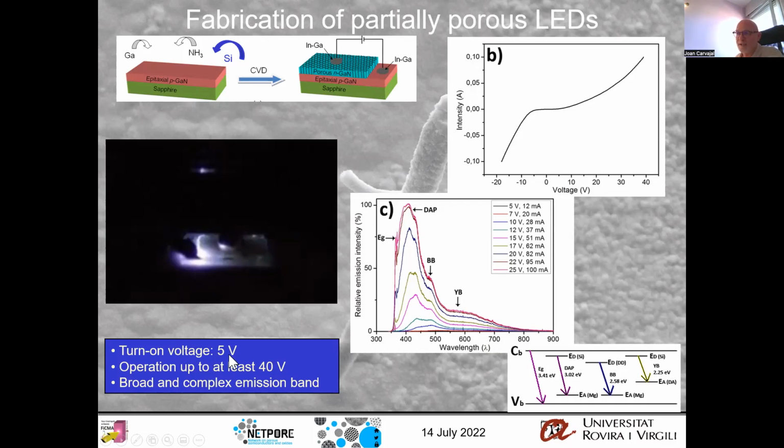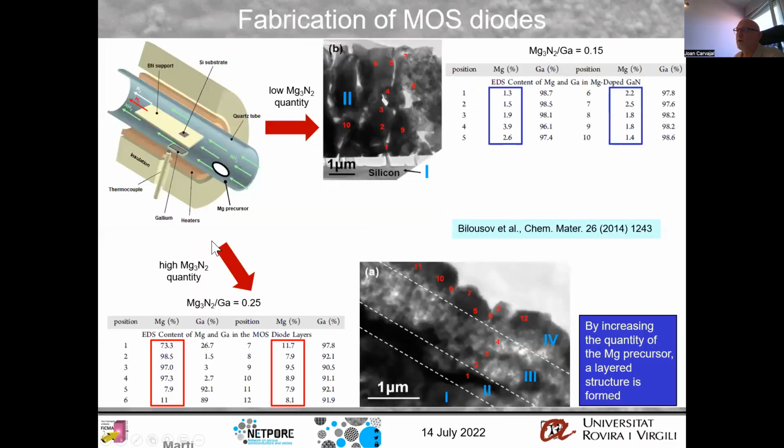The turn-on voltage is reduced to 5 volts. We have an operation up to at least 40 volts. We did not pass this voltage, and the band is much more complex. That gives us this white color that we are observing here.